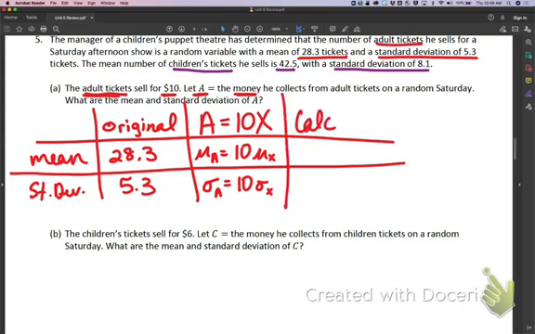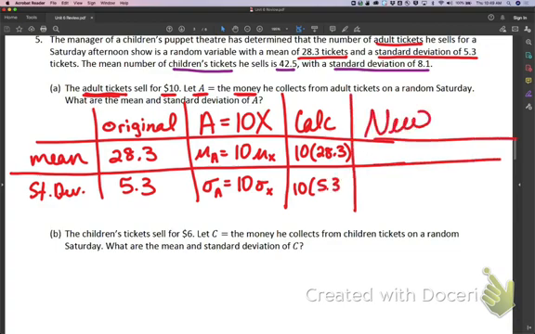So here's where I'm going to do my calculations. 10 times 28.3 and 10 times 5.3. So now I'm going to have my new mean and my new standard deviation. The new mean of the distribution of A, which is the money he collects, is $283. The standard deviation of that is $53. This is the new mean and the new standard deviation after I multiply each of those ticket sales by 10.